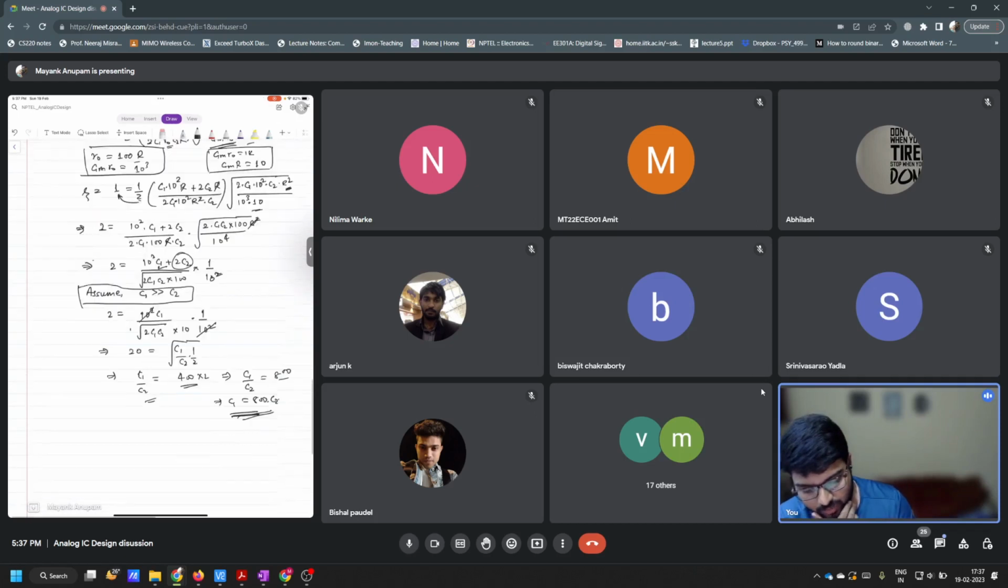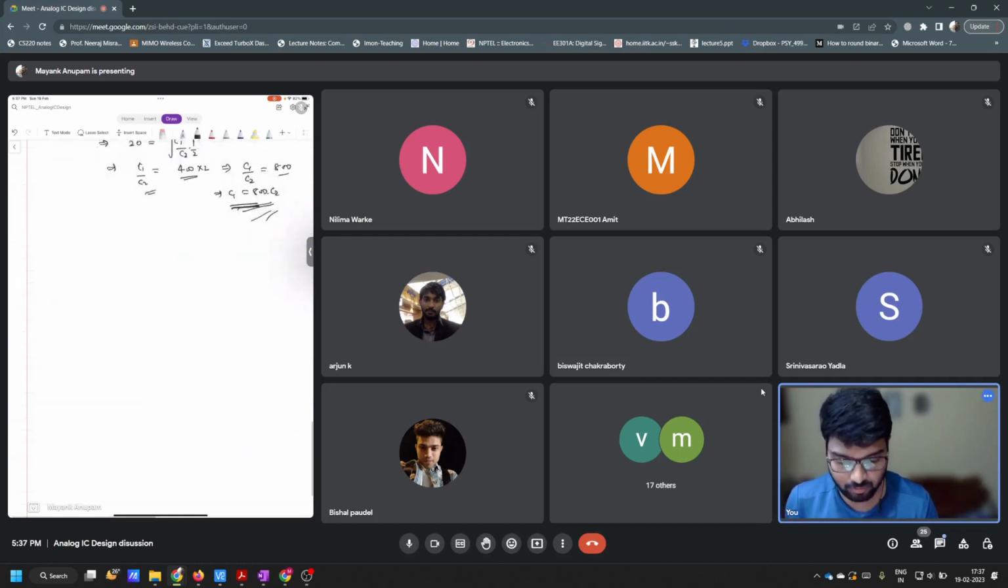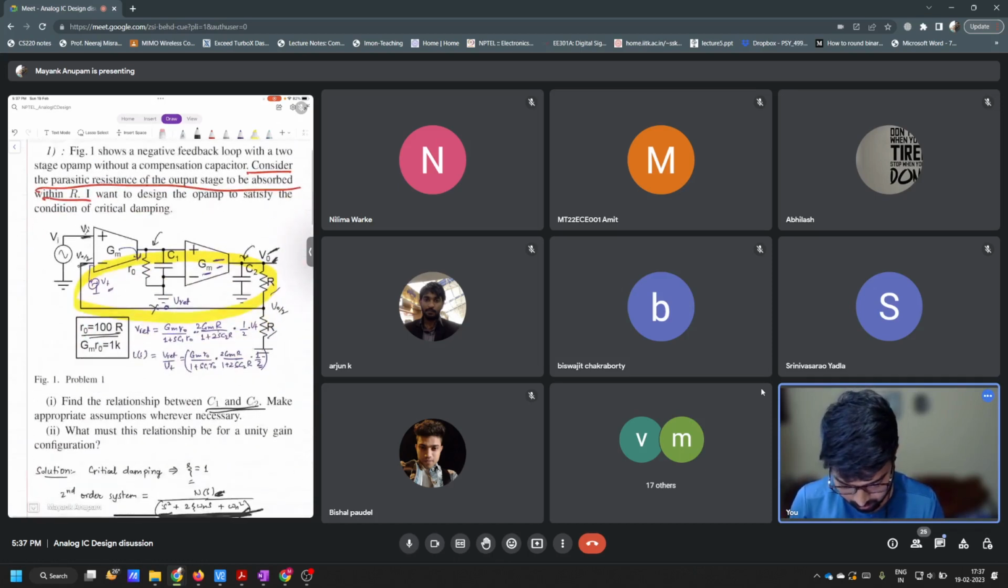Even without assuming this, you could have solved this question, right? By assuming that the square root of C1 by C2 is equal to x, you would have gotten a quadratic equation, and then you could have solved it. But even without that, we can make this approximation and simply solve it directly. Okay, so this was the question.